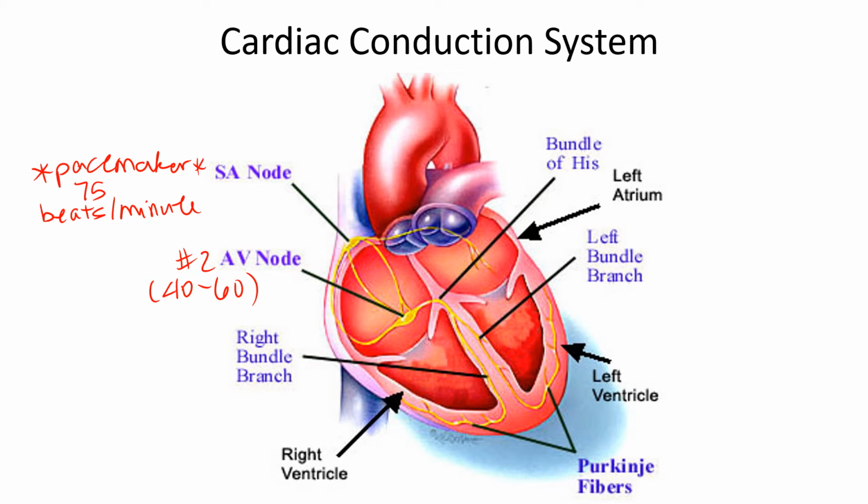Okay, so where is the AV node located? Well, it's kind of down here near the interventricular septum, compared to the SA node, which sits high up here in the top part of the right atrium.